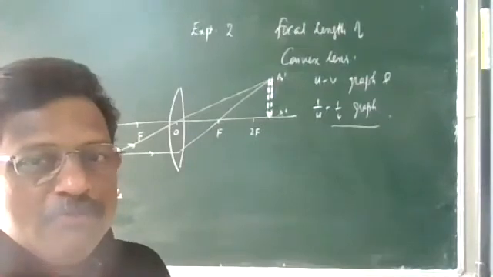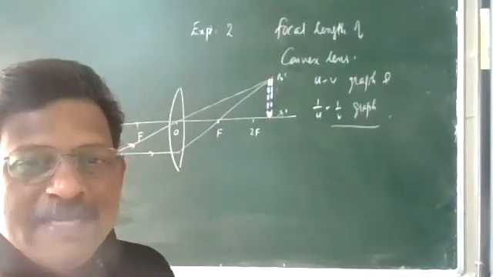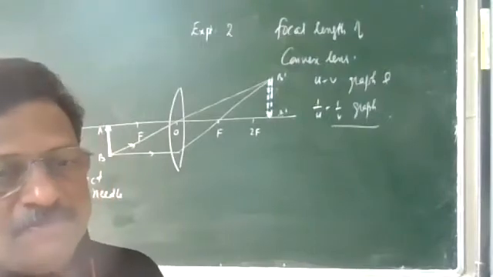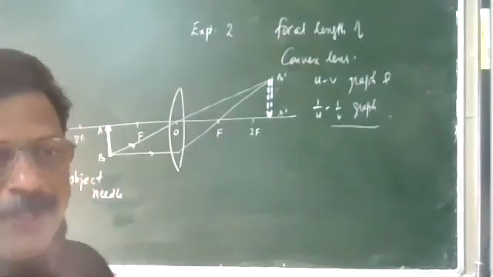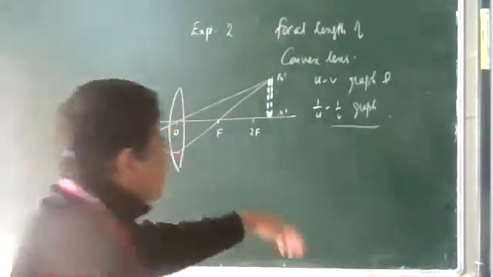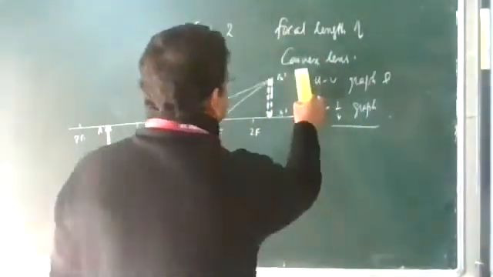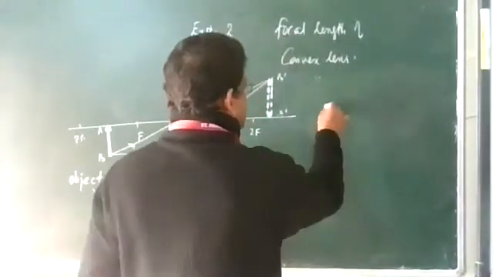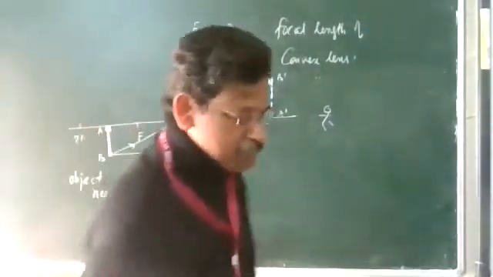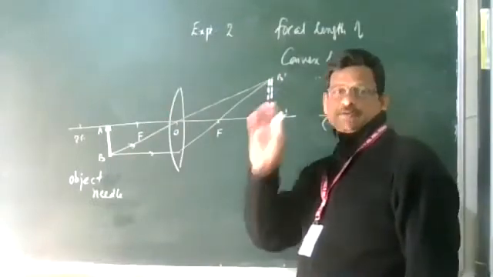Now, how to remove the parallax? For that, you have to take another pin that is called the image needle, and place it. When you are standing here and observing from the side, you can see the inverted image of this.